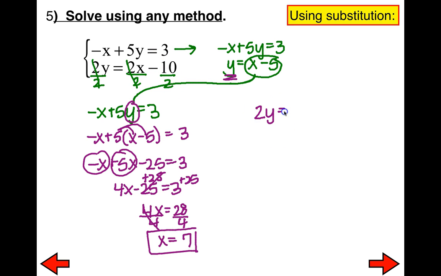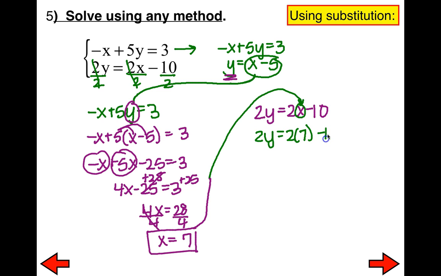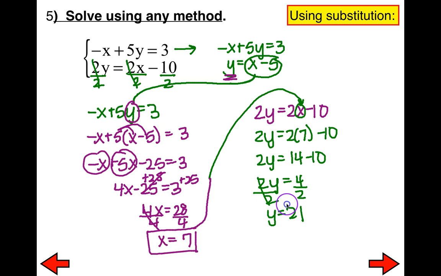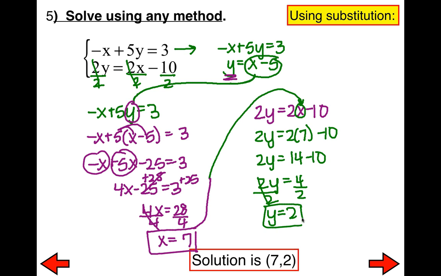So we have 2y equals 2x minus 10. What I'm going to do first is go ahead and take this value and substitute it in for x. So now we have 2y equals 2 times 7 minus 10. So we have 2y equals 14 minus 10. 2y equals 4. Simply divide both sides by 2. And we're left with y equals 2. So yet again, we get the same exact answer. The answer is still 7, 2, but this is just another method to solve it.